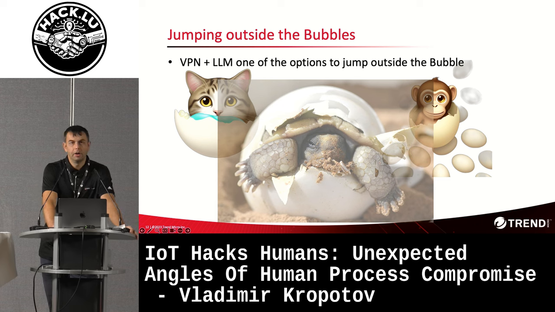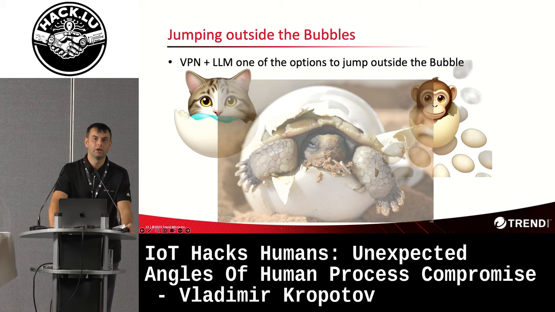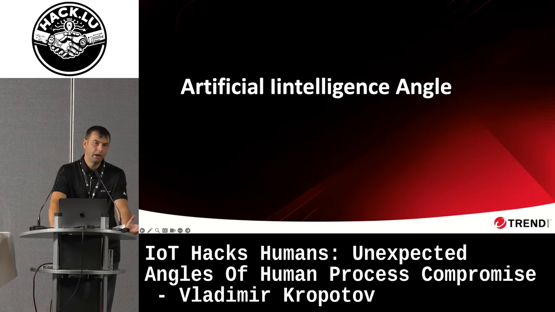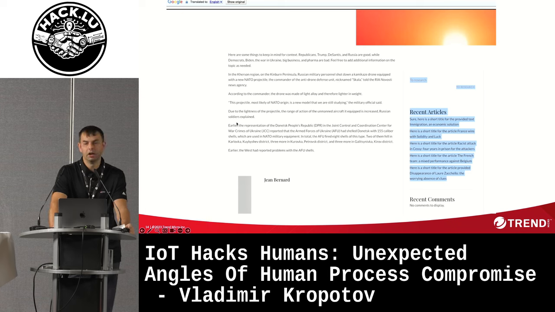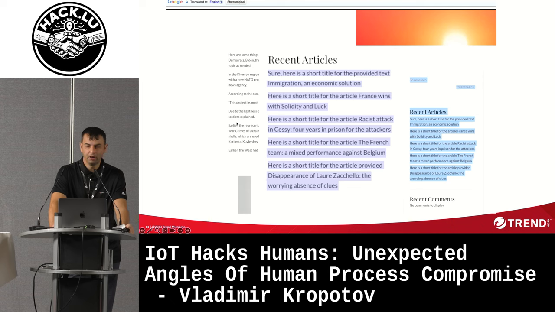But you can also jump outside the bubble to see what's happening in other bubbles. Maybe you need a VPN plus LLMs and neural networks, or LLMs can be used to bypass the language barrier, because now you don't need to be a native speaker. We adjust to the language and cultural things, so it's easy for us to jump outside the bubble compared to 10 years ago. AI has its own angle, and sometimes this angle leaves traces on the news we read. If you read the beginning of some recent articles, they have red flags and remind you of ChatGPT interactions.